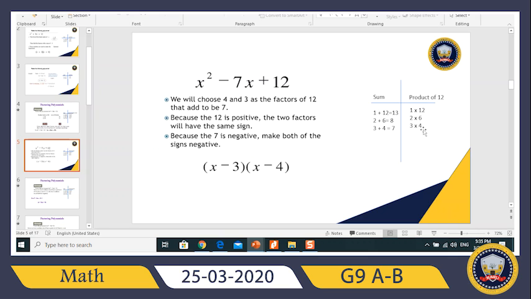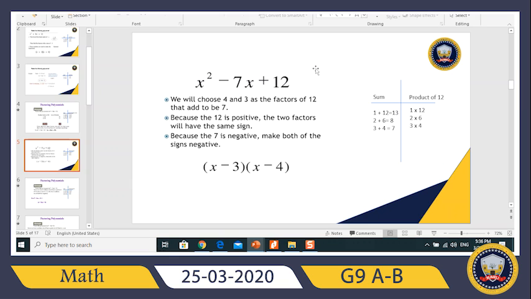All the factors. What are the numbers which I multiply together to give me 12? I found that 1 times 12, 2 times 6, 3 times 4. There are no other factors. These are the only factors which multiplied together give me 12. Then on the other side of the table, I will calculate the sum of the factors. 1 plus 12 equals 13. 2 plus 6 equals 8. 3 plus 4 equals 7.